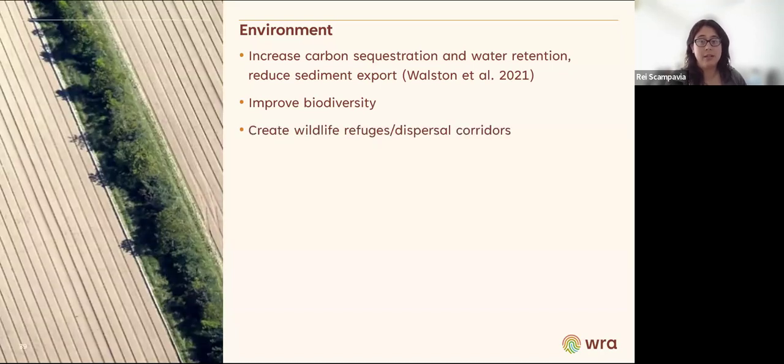Pollinator-friendly habitat can also create refuges for both pollinators and other wildlife within agricultural monocultures from harmful practices like the use of agrochemicals and frequent ground disturbance. And as the footprint of solar increases, it's possible that these pollinator-friendly solar farms could actually function as dispersal corridors for wildlife, connecting suitable habitat.